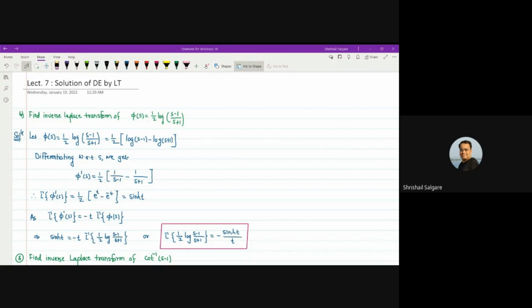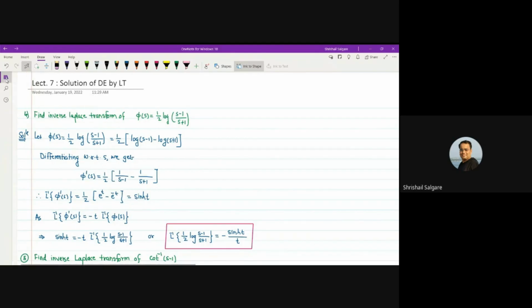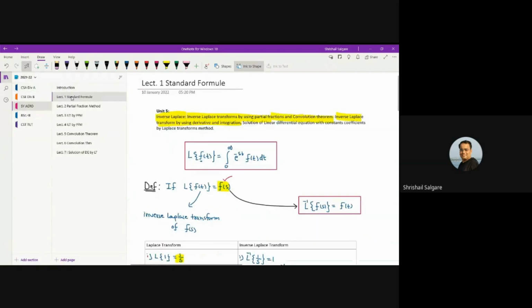Completed? This is almost the end of Laplace. The last point is remaining. Now see, once again I will go to the syllabus. I think the last one, the solution of this part, is remaining. That I will continue. Okay.